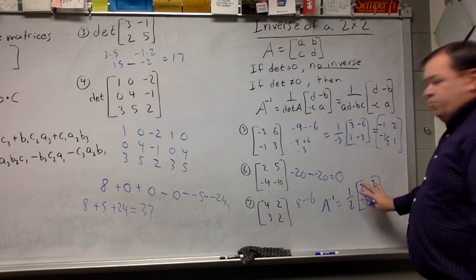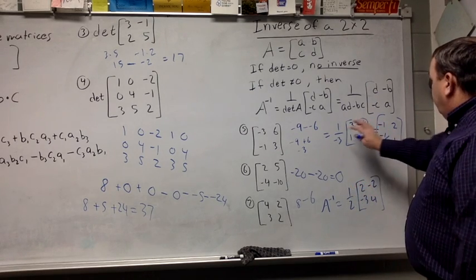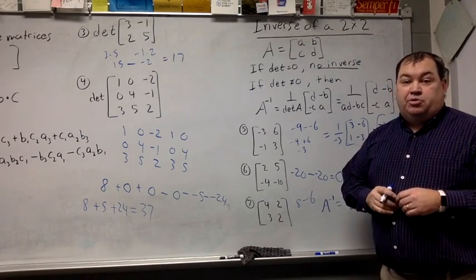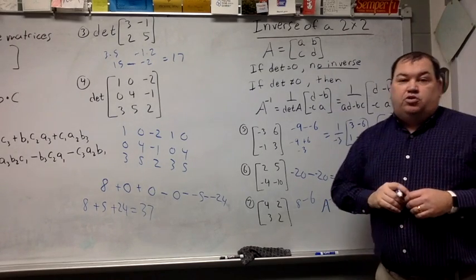And you're fine to leave the matrix like this. If you want to multiply that 1/2 in, you certainly can. Both answers are acceptable for the inverse of a 2 by 2 matrix.